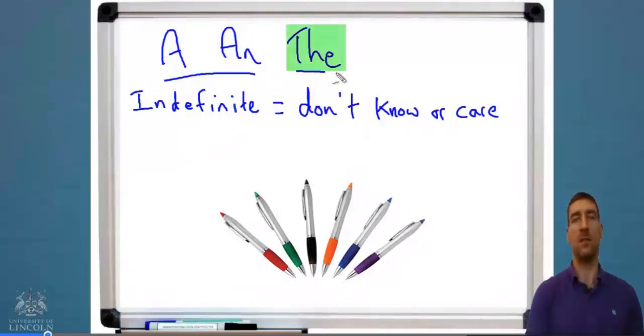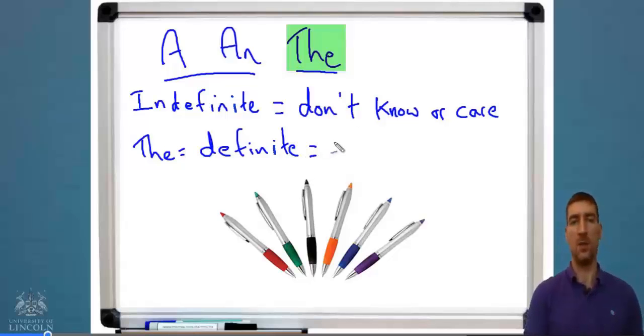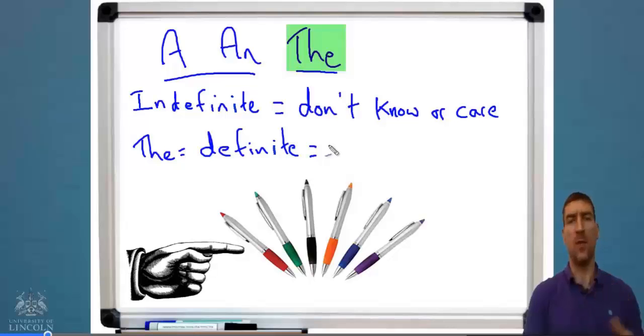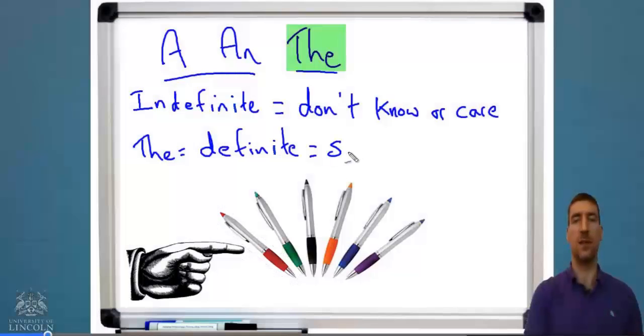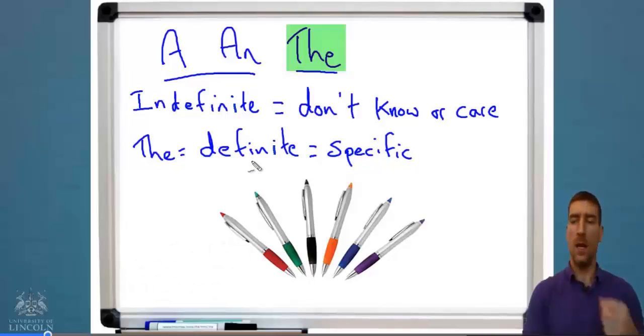And the opposite is with the is definite article. And so we're specifying exactly which noun we are talking about or would like. So pass me the pen. I'm being specific. I might point at it, or I might give a further indication of which pen I'm talking about. Pass me the red pen. So it's specific. Let's look at some examples.